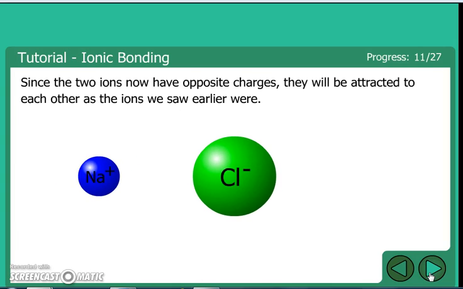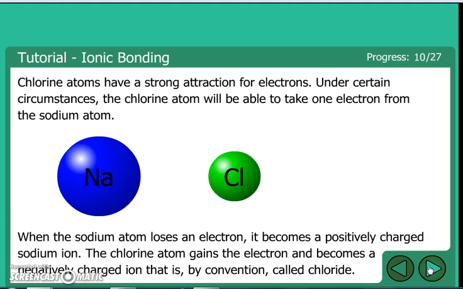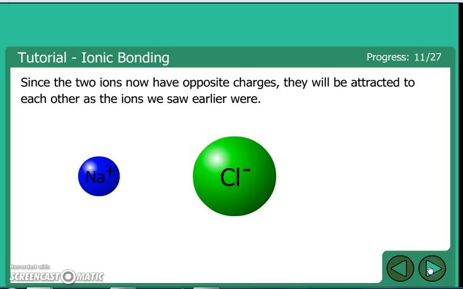Okay, now you saw what happened. Since the two ions now have opposite charges, they will be attracted to each other as the ions we saw earlier. Let me replay that for you. Here's screen 11 again. Okay, now you can answer question number 15.